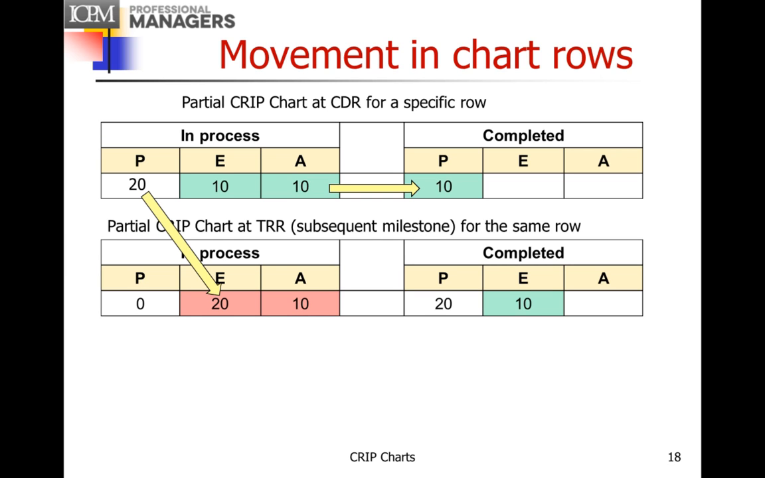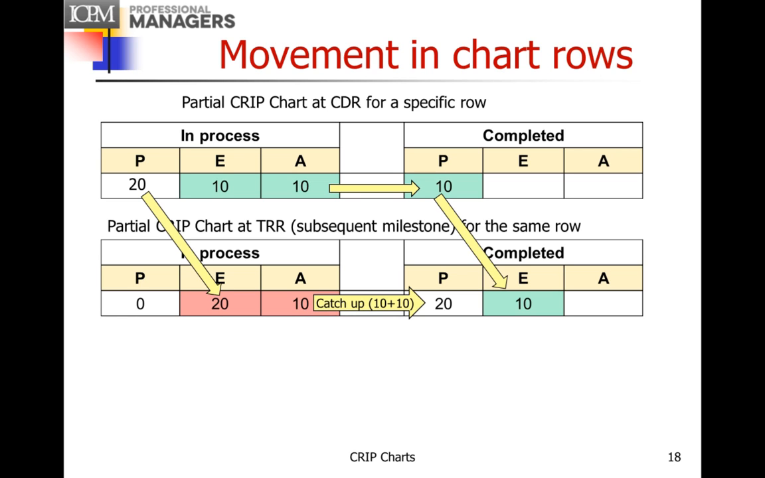Notice that the 20 planned moves directly into the expected in process. We just copy that number. And then you can see that we didn't actually do the 20, we only did 10. And similarly, the planned in the completed column at CDR moves into the expected at TRR.